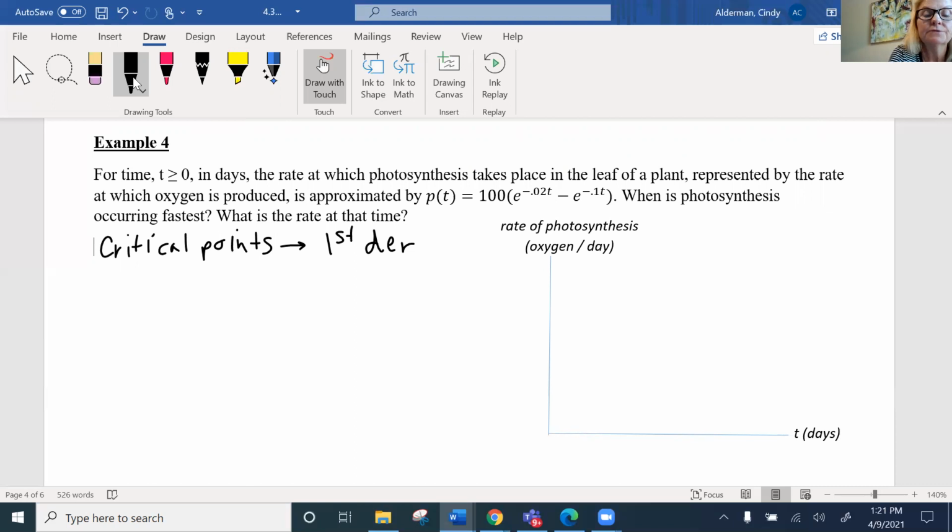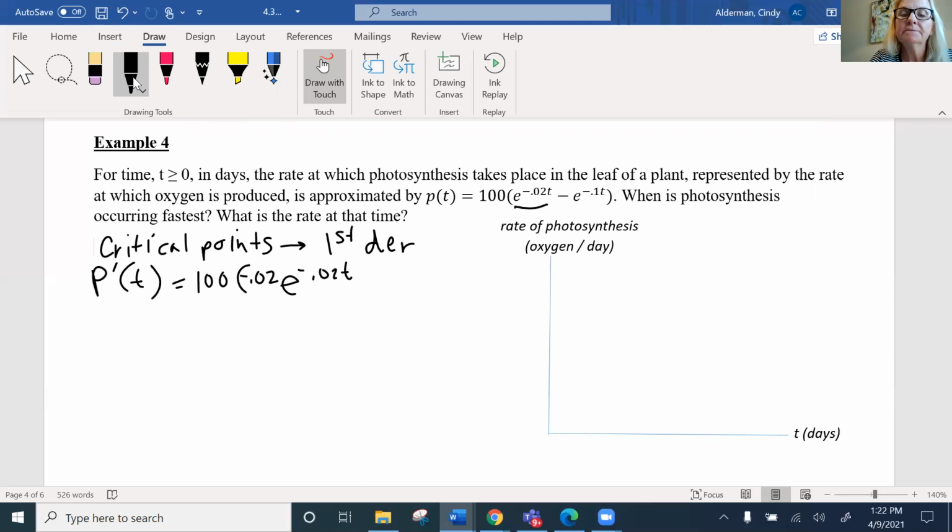So let's see, the derivative of P of t would be equal to, I'm going to leave the 100 on the outside. Remember, it's a constant multiple. And then we're just going to differentiate e to the negative 0.02t. So it would be negative 0.02 e to the negative 0.02t. So that's the first part.